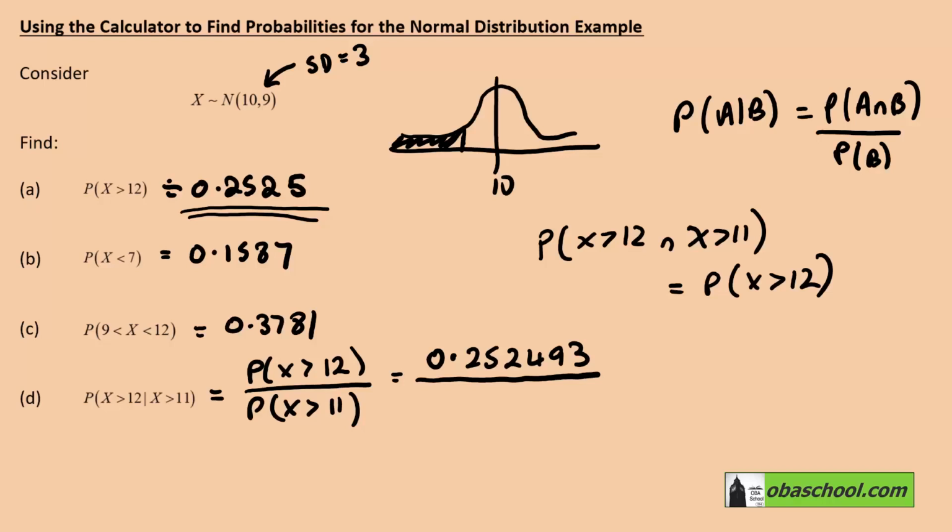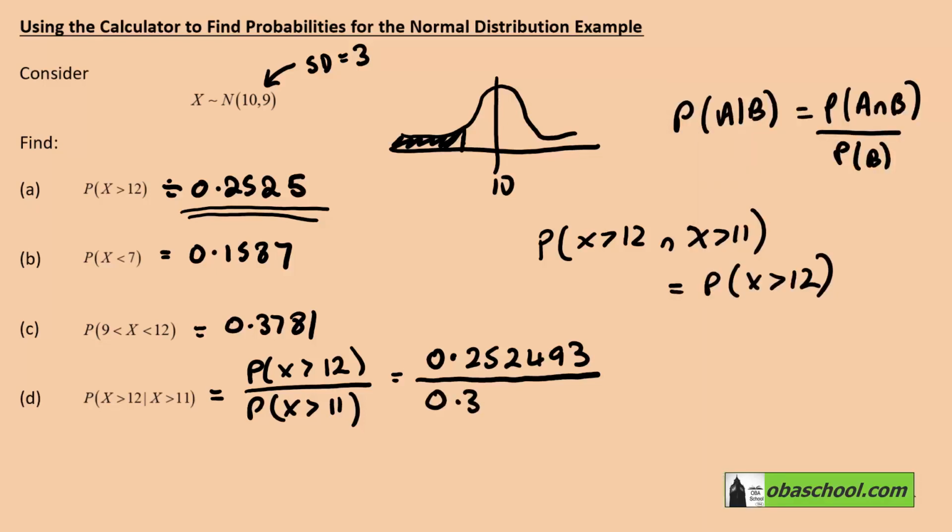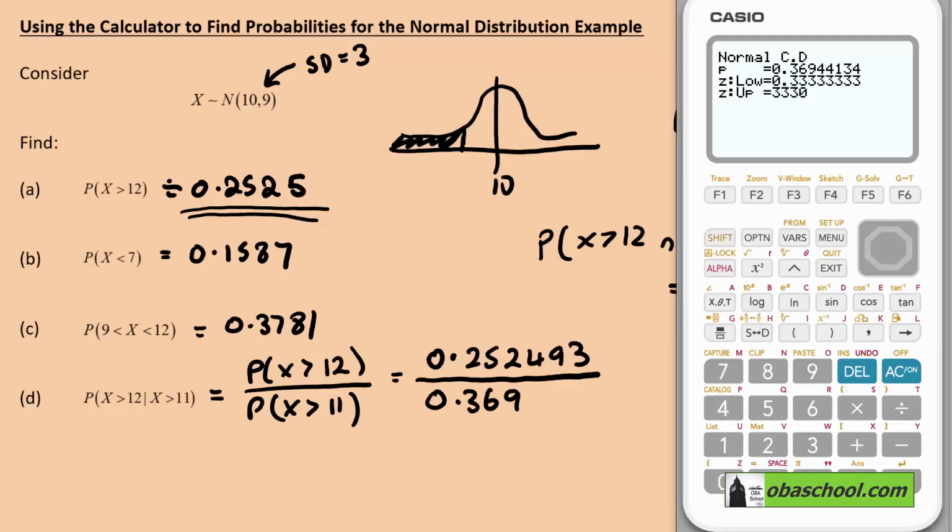And then we need to work it out for greater than 11. So we'll exit. We'll go back there. We need to change that to 11. Leave all the other values where they were. 0.369441.